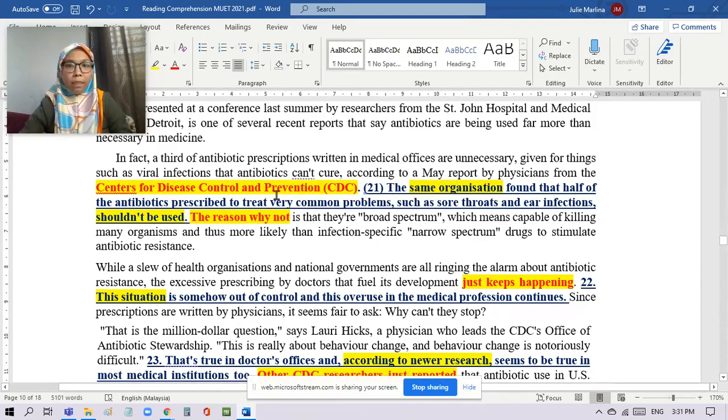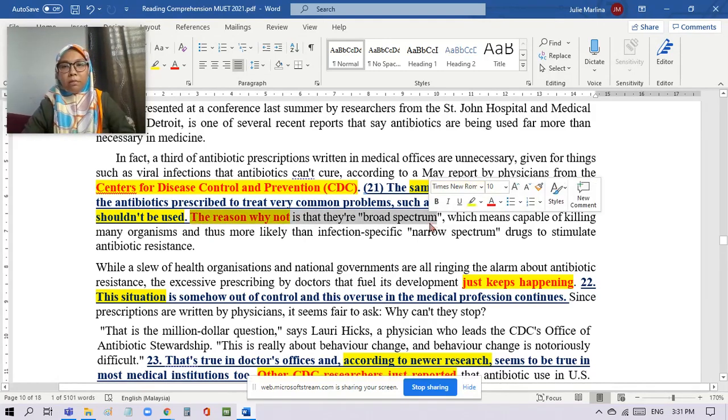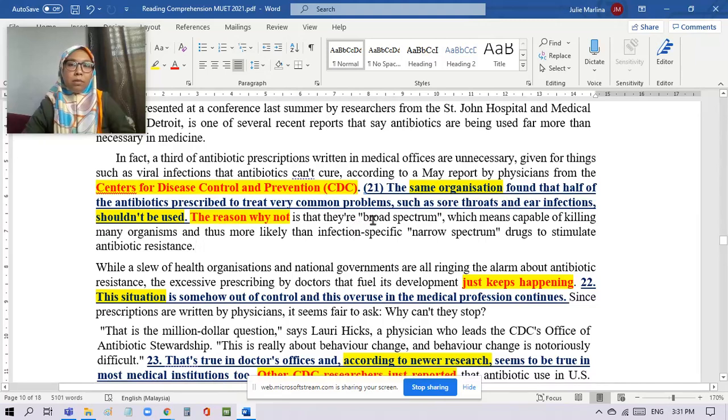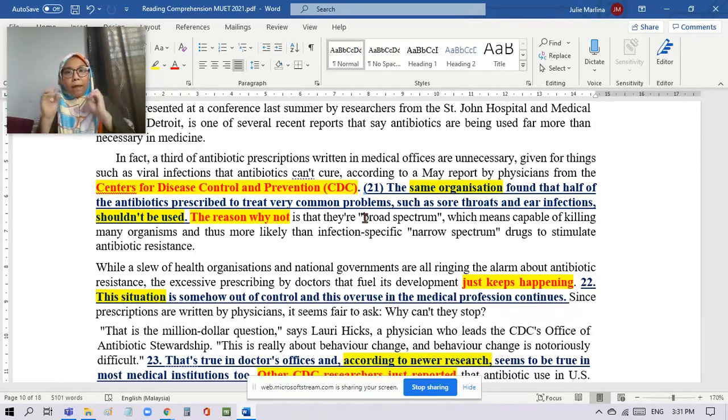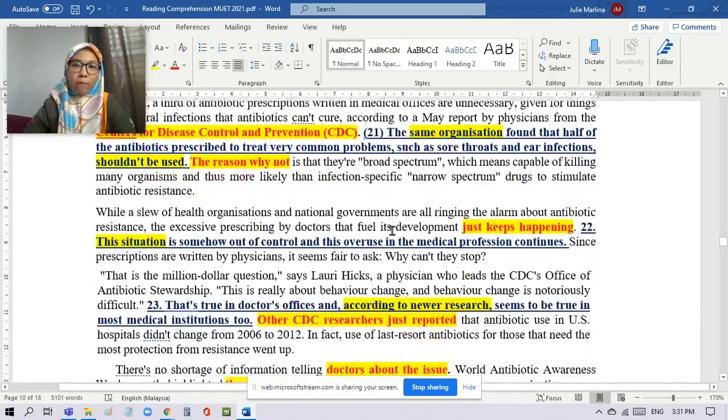So here, the same organization, CDC, found that half of the antibiotics prescribed to treat very common problems such as sore throat and ear infection shouldn't be used. So why? This is the reason. Because it's actually the continuation. Why the organization informed that antibiotics shouldn't be used. So this is the reason. You need to see the continuity of the sentences. All right, next one.